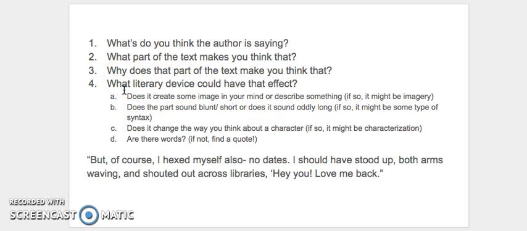So my first question asks me, does it create some image in your mind or describe something? And it doesn't really evoke any images for me, especially not the second part, "Hey you, love me back." But on the other hand, the second question, does the part sound blunt, short, or does it sound oddly long? It does seem very short because "Hey you" and "love me back" are both very short sentences, and they evoke a bluntness, right? So we could use it to discuss how there's an obvious disconnect between the author's understanding of relationships and what is really expected of her.